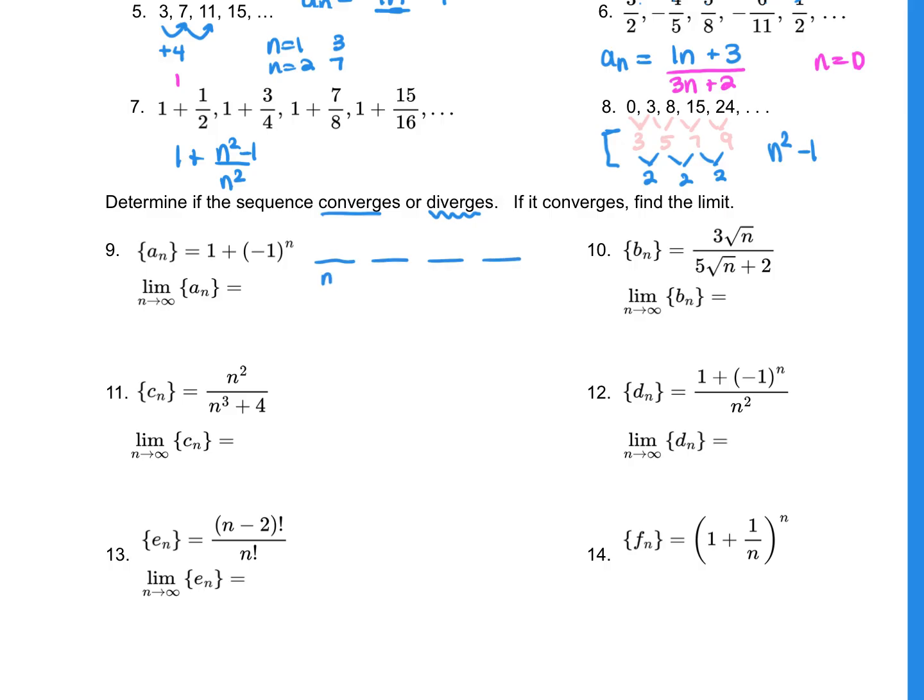So I'm going to start with n is equal to 1. If n is equal to 1, I'm going to get 0. If n is equal to 2, we get 2. If n is equal to 3, we get 0. So I think this limit does not exist, which means the sequence diverges.